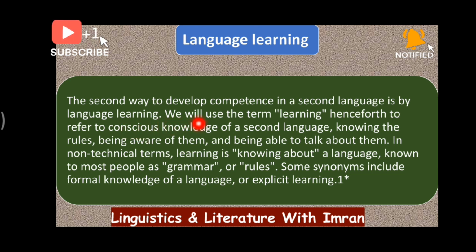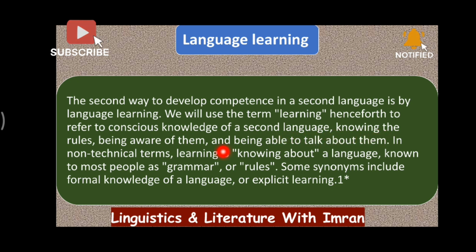The second way to develop competence in a second language is by language learning. So one way to develop competence in a second language is through acquisition, subconsciously, and the other way is through language learning. We will use the term learning henceforth to refer to the conscious knowledge of a second language. So when you have the conscious knowledge of a second language, that would be learning. And when you have a subconscious knowledge of a second language, that would be acquisition, right?